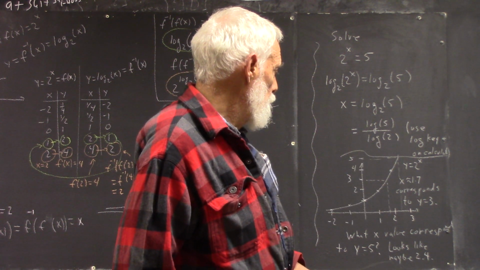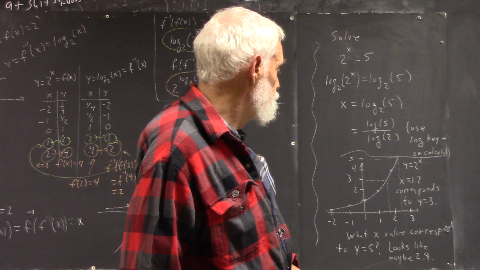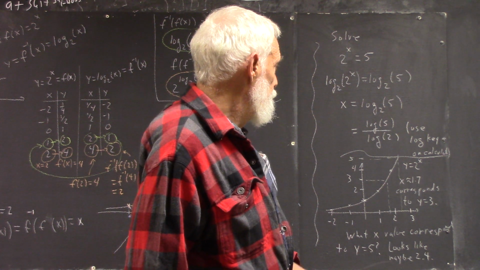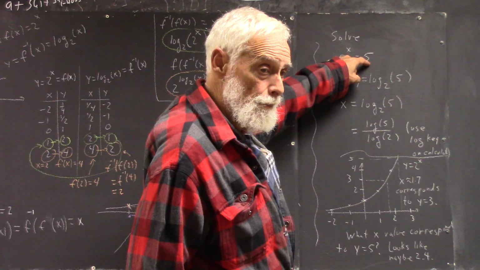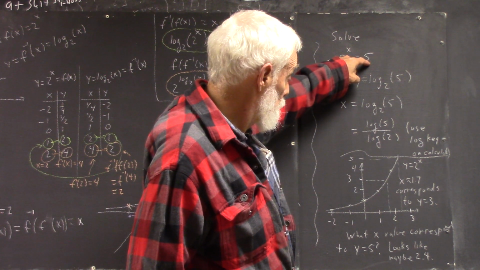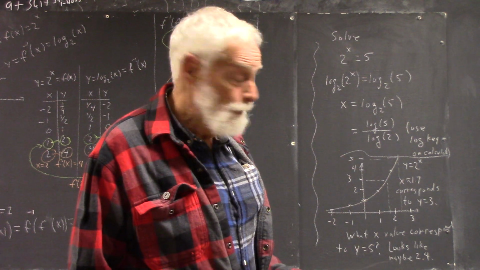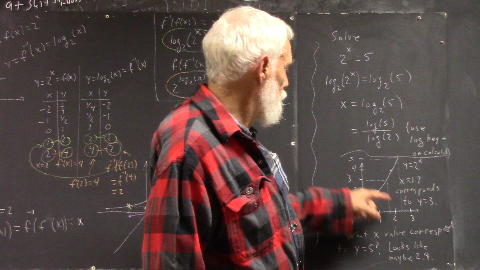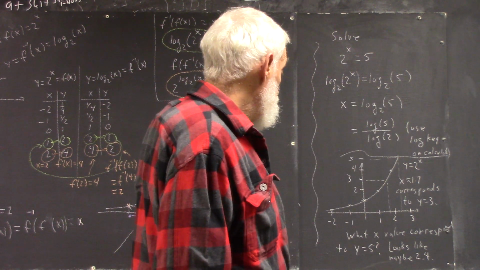Okay, now, if we want to solve the equation 2 to the x equals 5 using graphs, we know how to do a pretty accurate graph of the 2 to the x function. Now that graph only goes up to where x equals 2 and y equals 4. Of course, here are the points of our basic function.